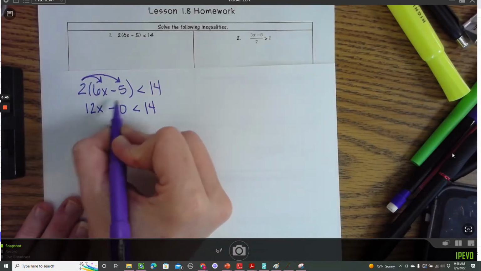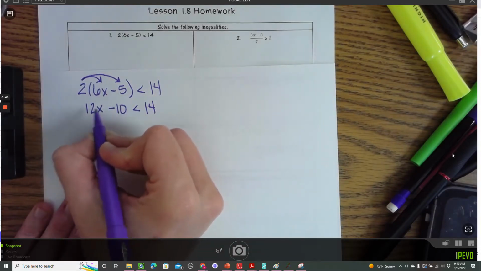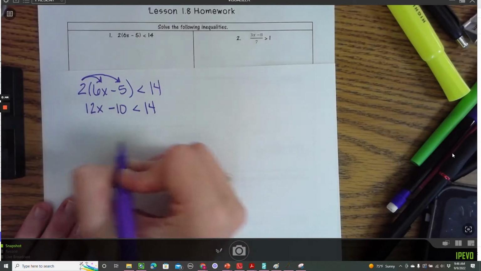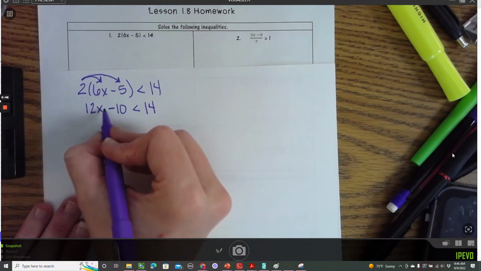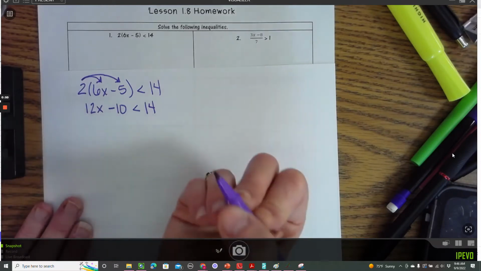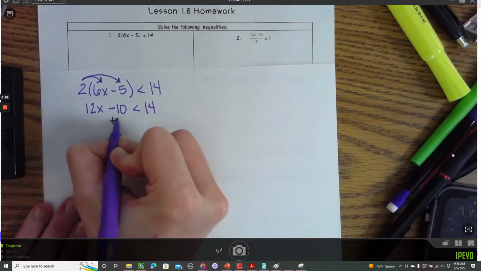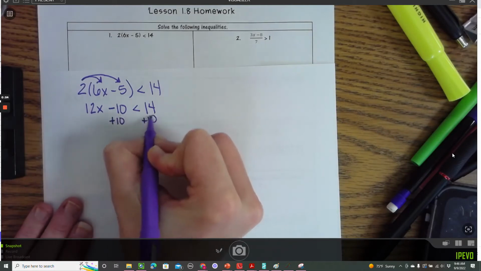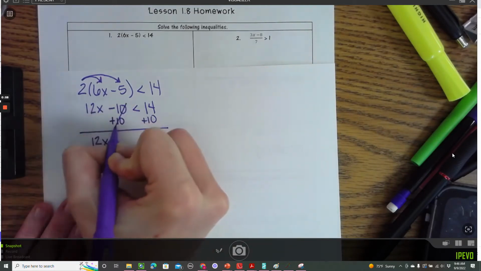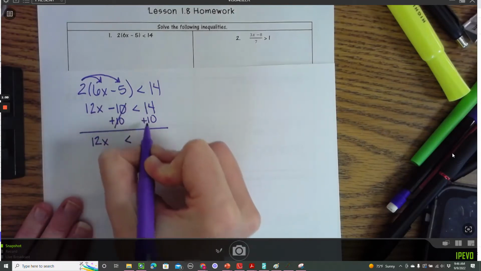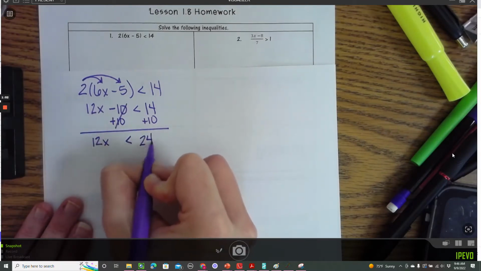So remember, get rid of your addition or subtraction first. Remember, get everything away from the x. Move things away from the x, not towards the x. So we've got this minus 10. We move that first. So we do the opposite, and we add 10. So this cancels. 14 plus 10 is 24.